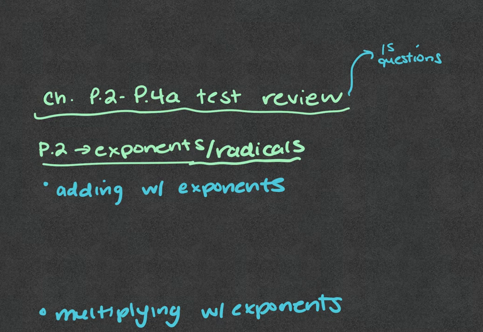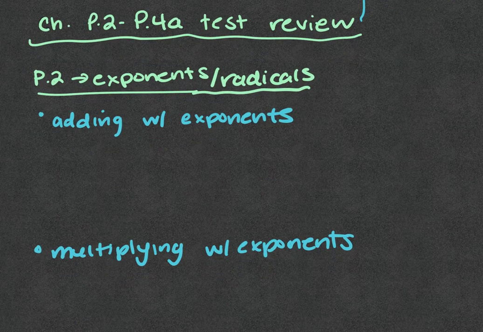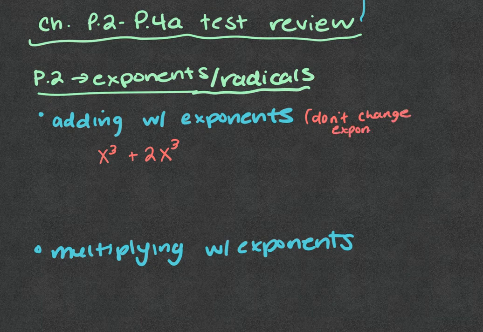So in P2, which is what was on your quiz, like all this first stuff was on your quiz, we talked about exponents and radicals, okay? The first thing we did with exponents is adding something that had exponents, whether they're a base that's a variable or a base that's numeric, okay? When we add them, so let's say it was like x to the third plus 2x to the third, we can only combine them if they are like terms, and we keep the exponent the same. So don't change the exponent. Add or subtract here. This would be a 1x to the third plus 2x to the third or 3x to the third.